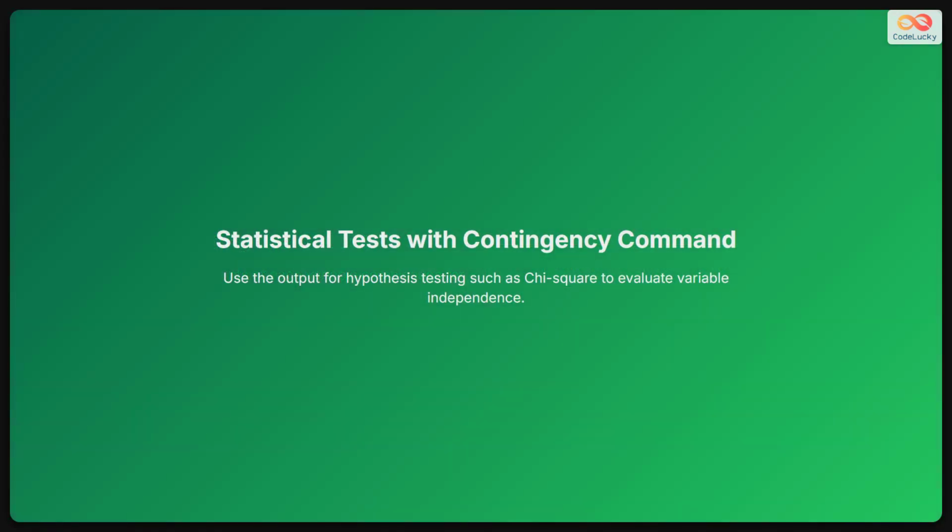The output from contingency tables can be used for statistical hypothesis testing. One common test is the chi-square test, which evaluates whether variables are independent or associated.